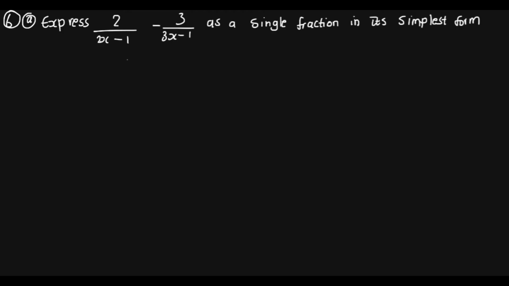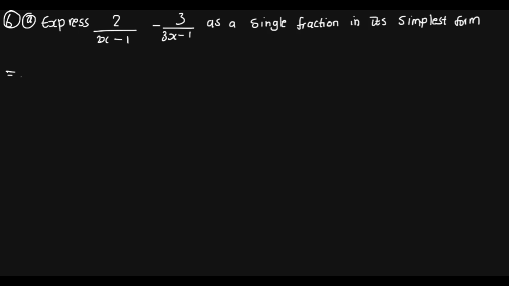Move on to question 6a. Express 2 over 2x minus 1 minus 3 over 3x minus 1 as a single fraction in its simplest form. So here we have two fractions, this fraction and this fraction. So our work is, we need to combine the two fractions so that we can form one, and not only that, we need to simplify it.